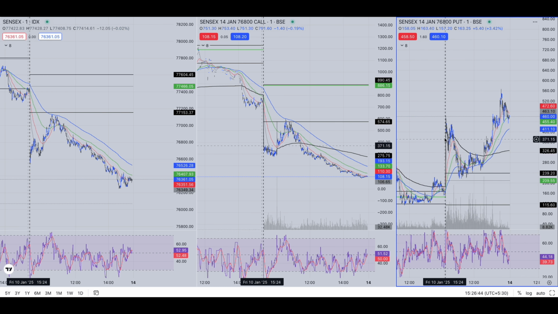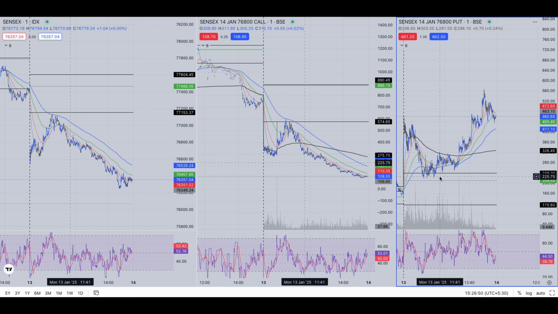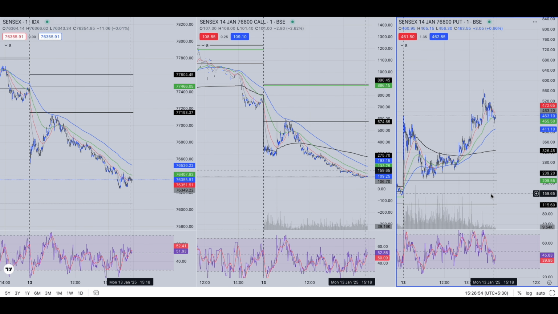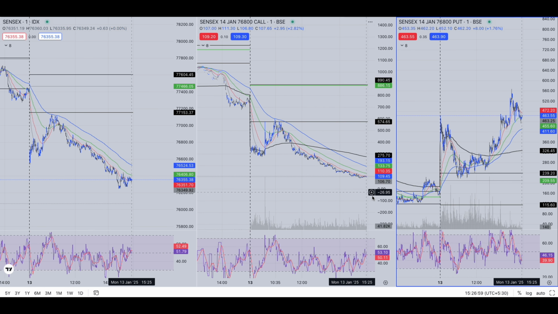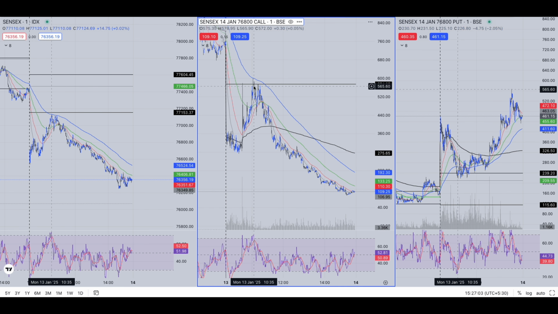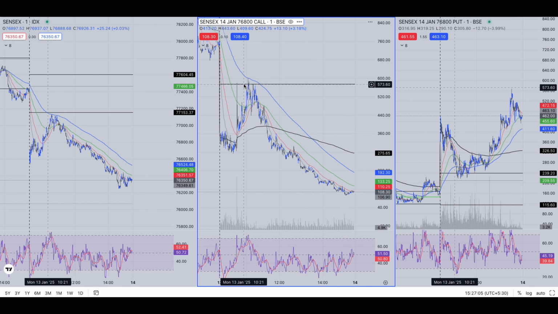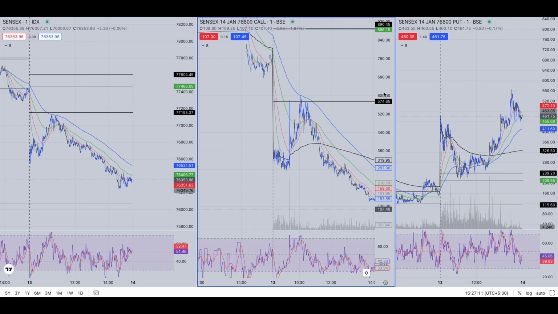You can see the price gapped up, retraced back to the pivot, and again it rallied upwards. You can see clearly the premium almost doubled from here to here. If you would have bought your trade here, you could have easily doubled your profits. Here you can see another resistance, the S1 resistance as well as the rejection from the 200 moving average.